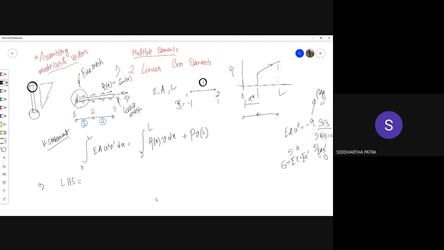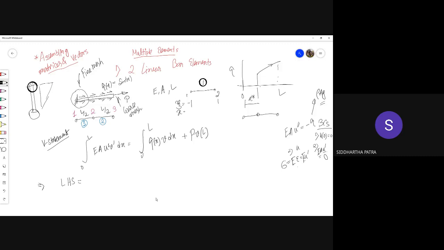Okay, and let's, for the sake of simplicity, assume that this element length is L by 2 and this element length is L by 2. But then also xi would be changing from -1 to 1. That is how you take the natural coordinate. It simply scales down or scales up, but it is always going to be -1 and 1 at the two ends. Now x earlier was 0 and L.